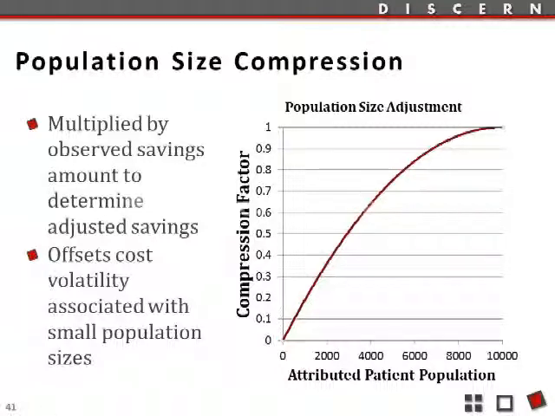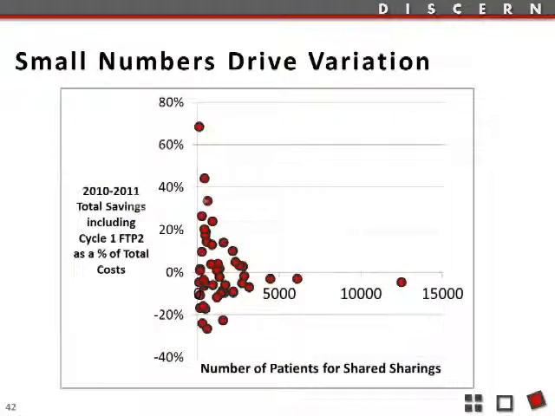So you're basically limiting the impact of the shared savings calculations in proportion to how uncertain you are about the savings result. The reason that's important is because, as we've already described now, and here's another illustration of this, small numbers drive variation.